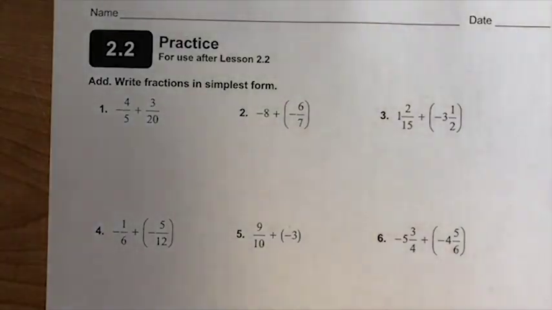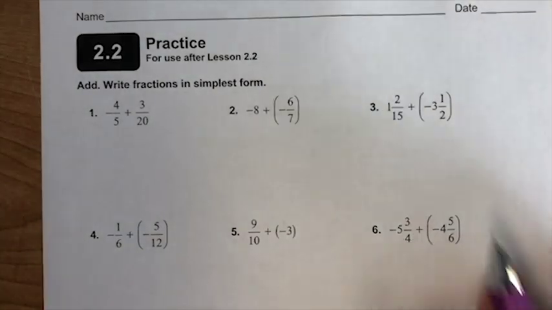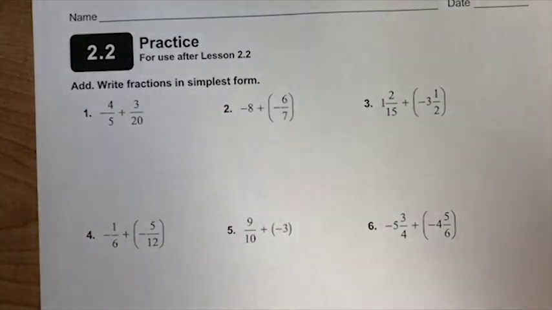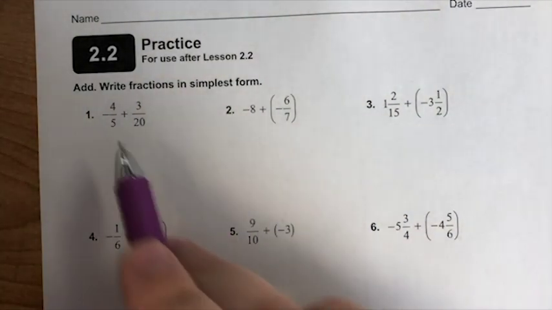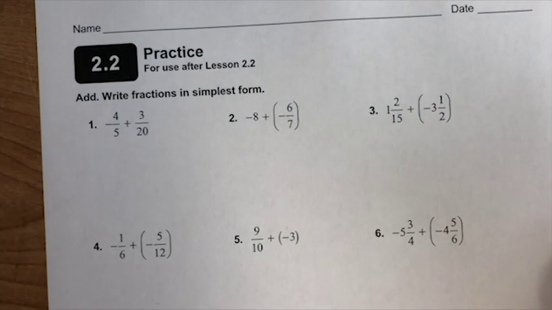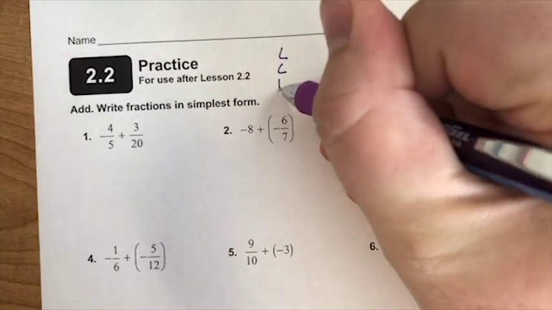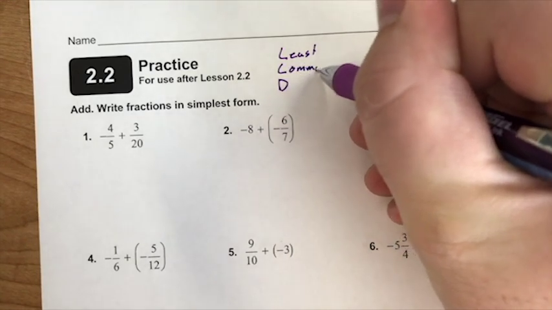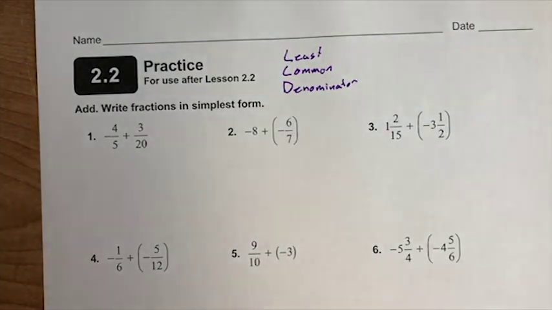All right, so this very first problem, we have negative 4/5 plus 3/20. Right off the bat, you need to understand that I cannot add these two fractions as they are because the denominators are different. So my job is to get them to have the same denominator. This should be a little bit of review. What you're trying to find is what we call the LCD, the least common denominator.